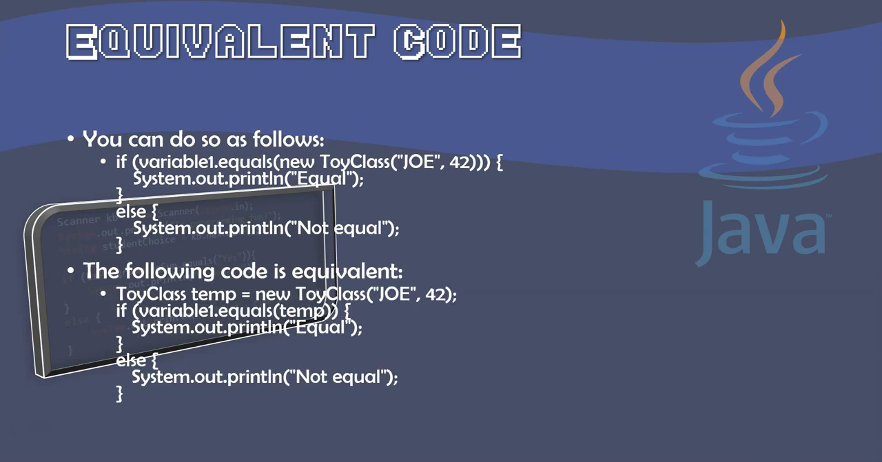This code, you'll notice, is equivalent to how we might have approached it up to this point. ToyClass temp = new ToyClass("Joe", 42); if variable1.equals(temp), System.out.println("equal"), else System.out.println("not equal"). You'll notice they are exactly the same, except we have one more line of code right here, which is holding on to that value in this temp object. Here, there is no temp object created.